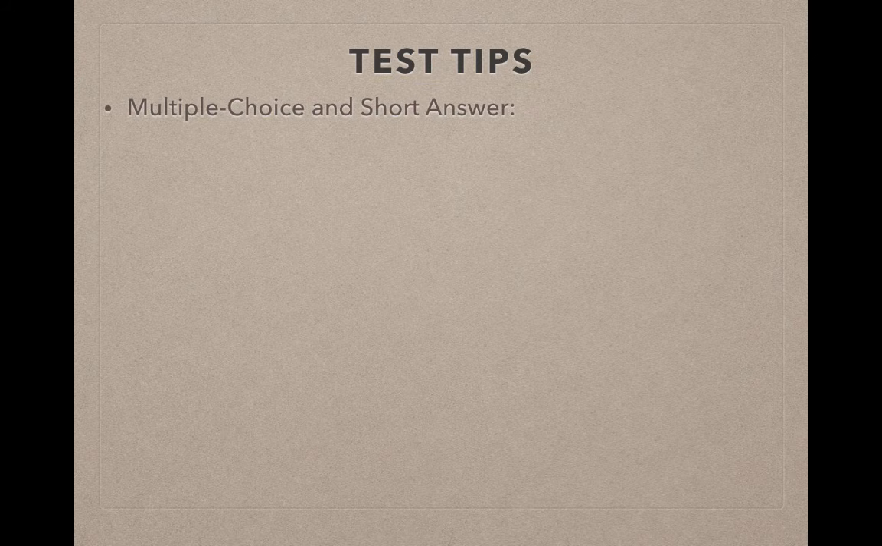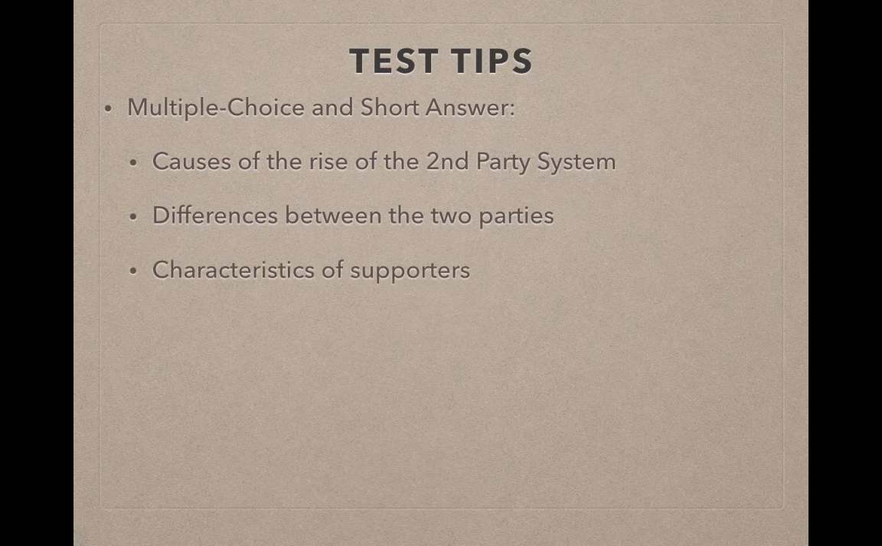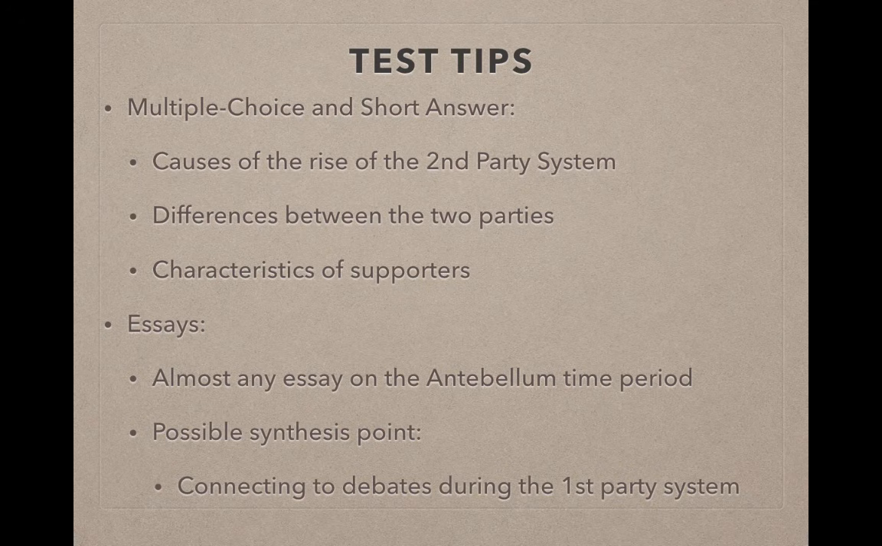All right, let's finish up with some test tips for multiple choice and short answer. Know the causes of the rise of the second party system. I could see this as a short answer question. Differences between the two parties, what are they? Who would support them? Characteristics of supporters. And for essays, almost any essay in the antebellum time period, you could fit these political parties into it. And a possible synthesis point could be connecting this to debates during the first party system. So for example, there were debates about the Bank of the United States during the second party system as there were in the first party system.